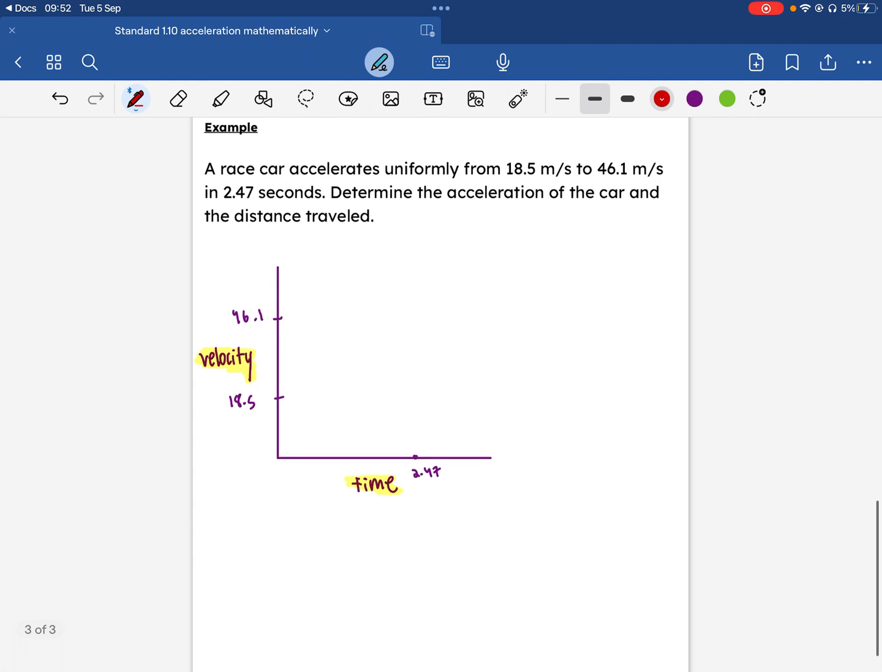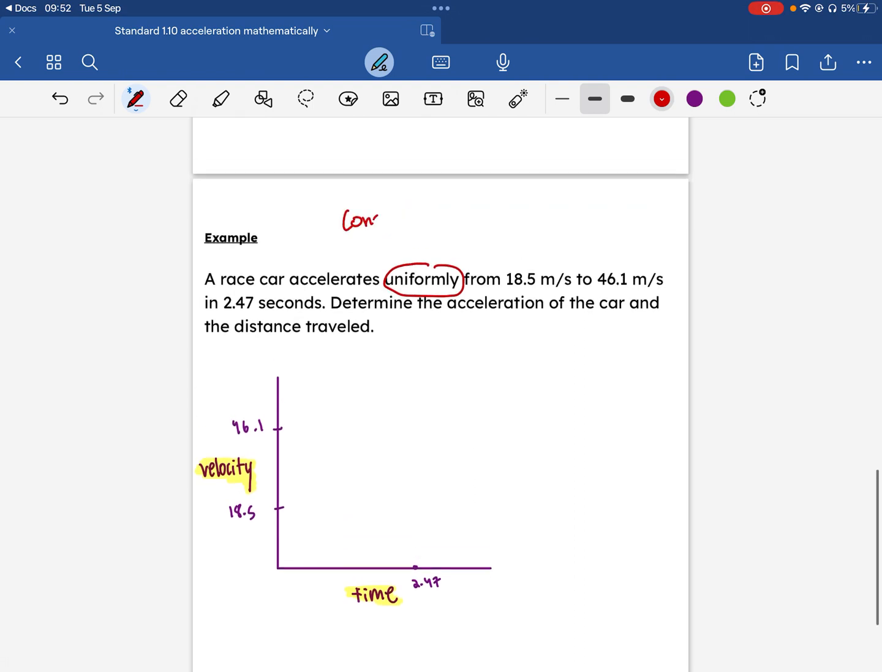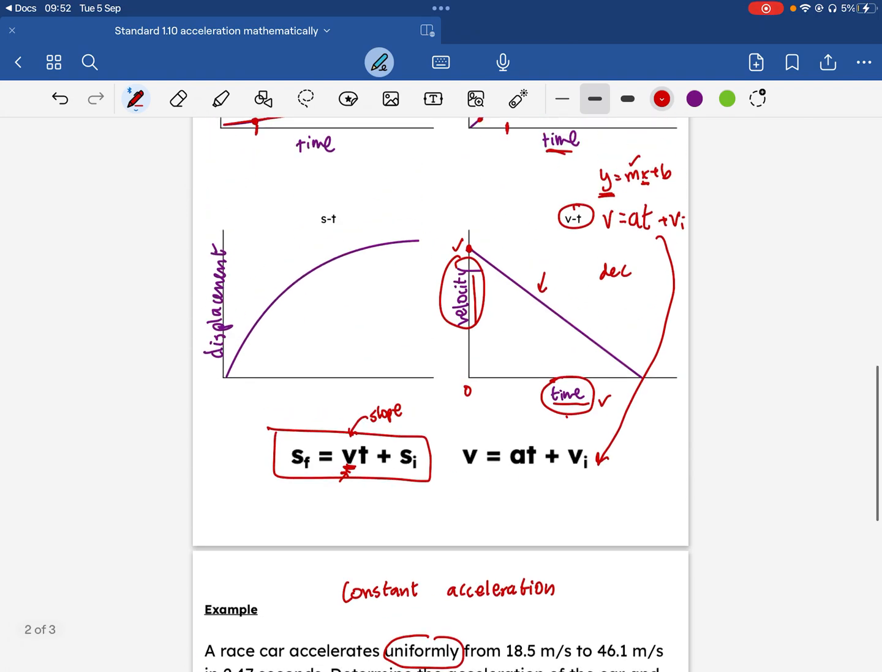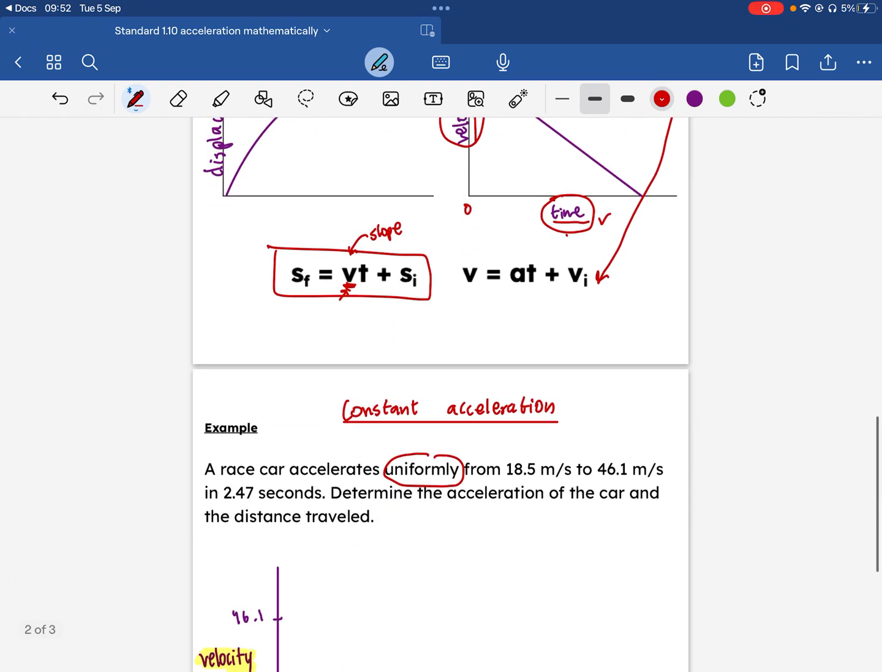So if I had a situation like this, a race car is accelerating uniformly, that just means constant acceleration. Whatever the acceleration is, however much faster my velocity is getting every second, that's not changing. We're only going to deal with constant acceleration. For velocity, we'll have constant velocity or changing velocity. For acceleration, we're only going to deal in this class with constant acceleration. That's as far as we're going to go.